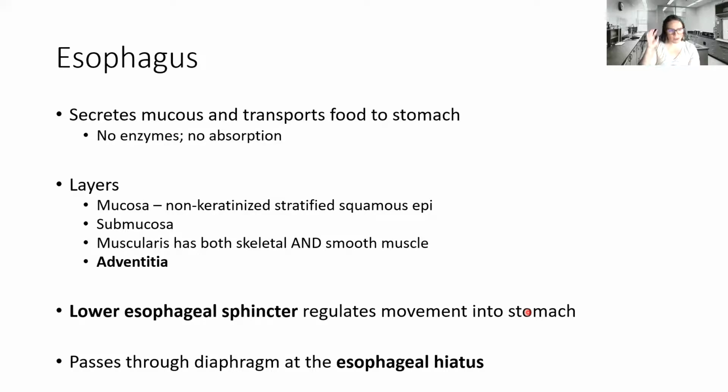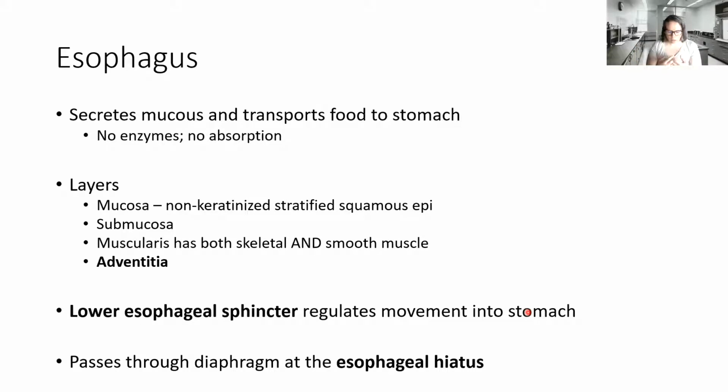It has all 4 layers. We have mucosa, submucosa, muscularis, and as I mentioned in the last video, it's different than other parts of our GI tract in that it's a combination of skeletal and smooth muscle. And unlike most of the GI tract, this particular organ has adventitia, which, if you recall from the last video, is just a layer of connective tissue. There is no epithelium that surrounds it.